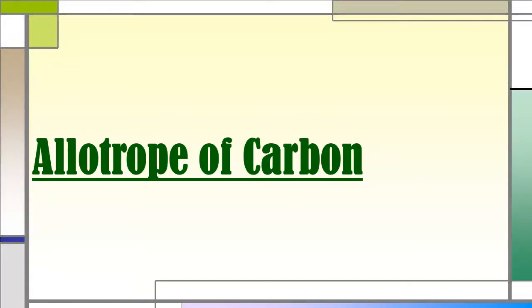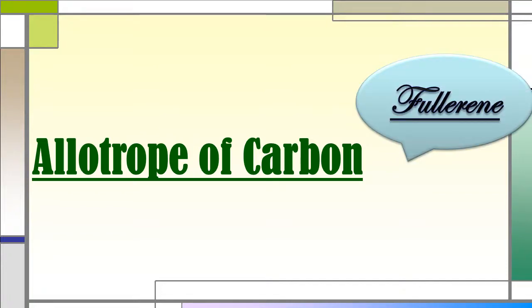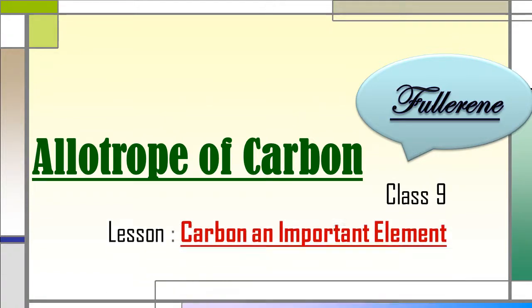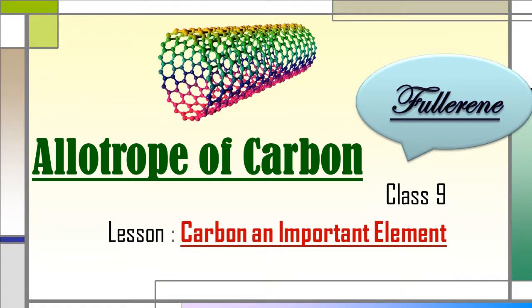Welcome everyone. Our today's topic is another allotrope of carbon. Students, we have completed our two allotropes of carbon, diamond and graphite. And today we shall study fullerene. Okay, so let's study for class 9, lesson Carbon and Its Compounds.